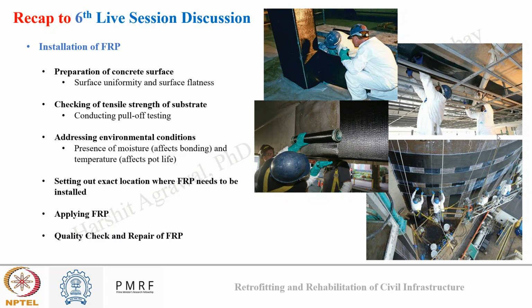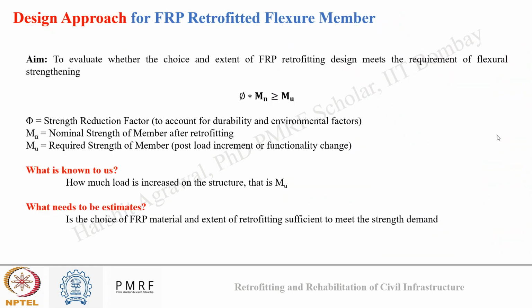Okay, so in the discussion till now on FRP strengthening, we saw what FRP is, how FRP strengthens different members for different requirements, how to make a choice of FRP and how to install FRP. Today we will see how FRP is designed based on requirement. So we know FRP strengthening can be carried out either for flexural strengthening, shear strengthening or axial strengthening. Okay, so let's look at designing FRP for each of them one by one.